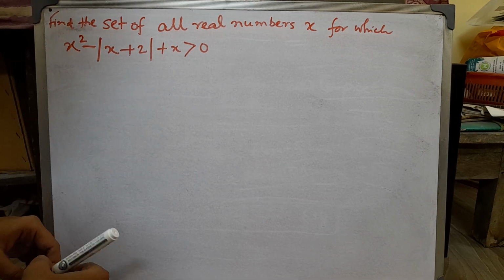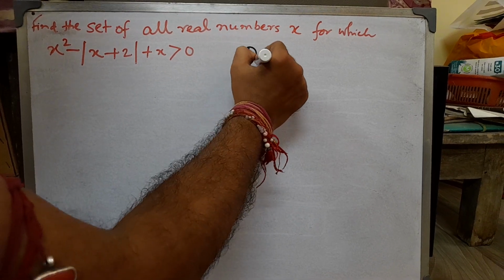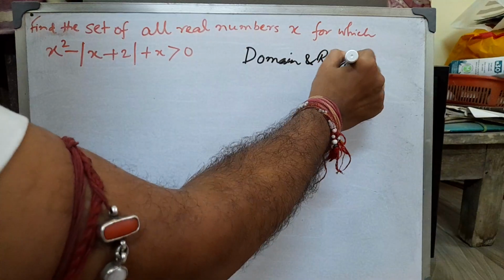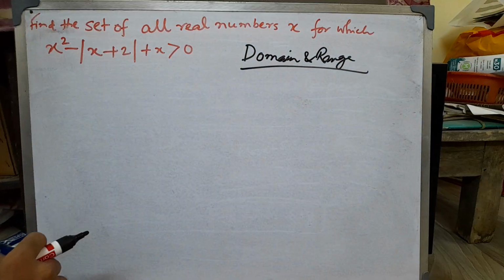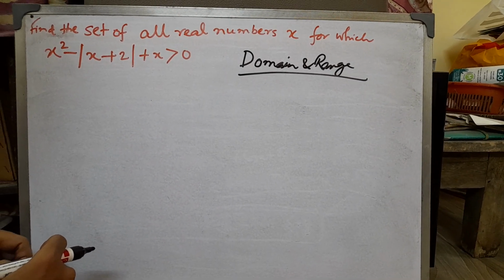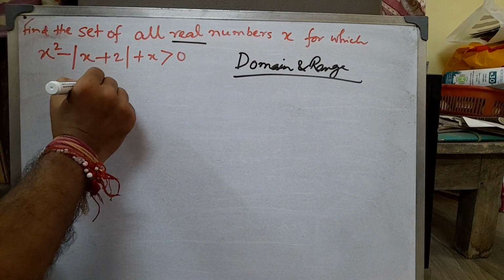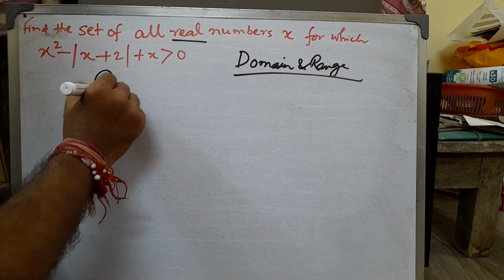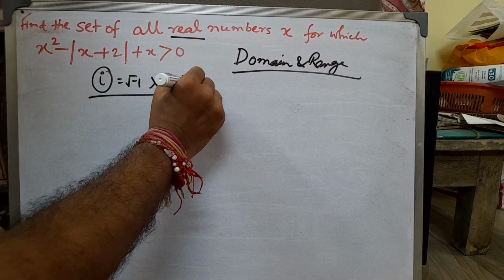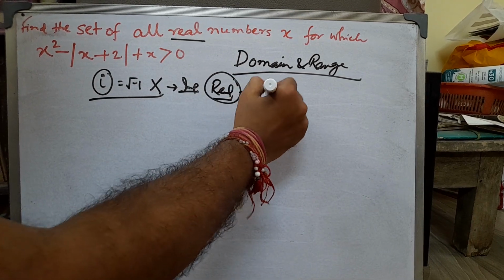You see, this type of problem generally comes as a domain and range problem. Okay, so here the problem is: find the set of all real numbers x. Real numbers means those who are real, not imaginary. I mean, not related to i equals root over minus 1. That is the imaginary part. Real numbers are only those which are real.